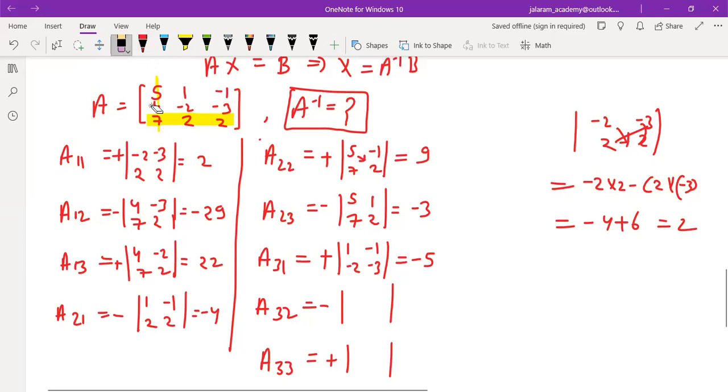Again, the next is obtained when we delete third row and second column. Third row, second column. So it gives 5, 4, minus 1, minus 3. That is minus 15 plus 4, minus 11. Minus of minus 11 is plus 11. So we have almost done this.